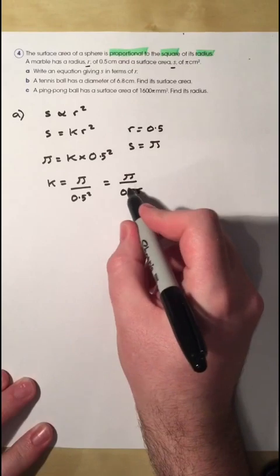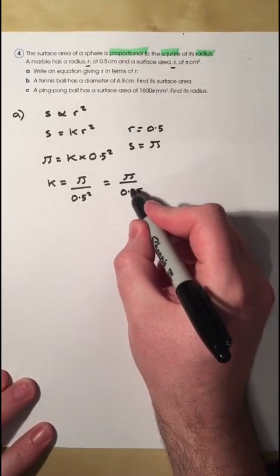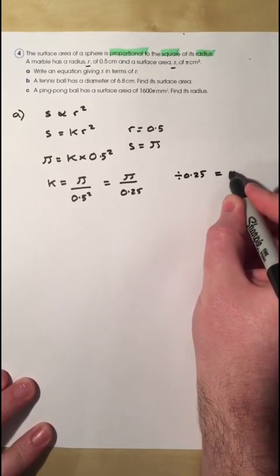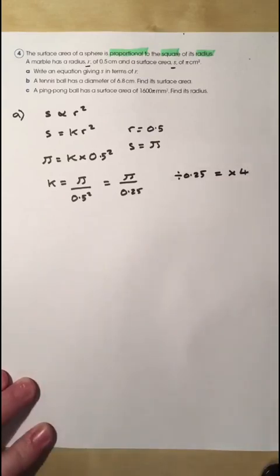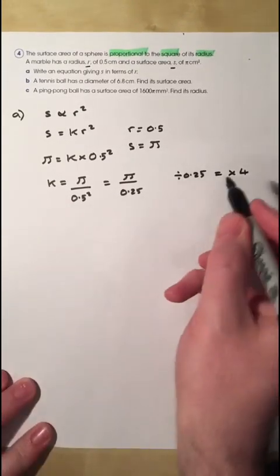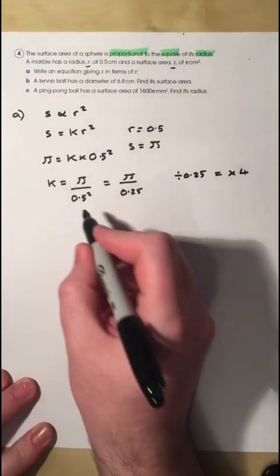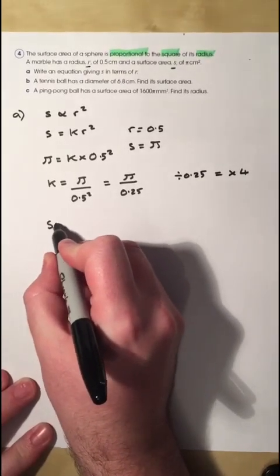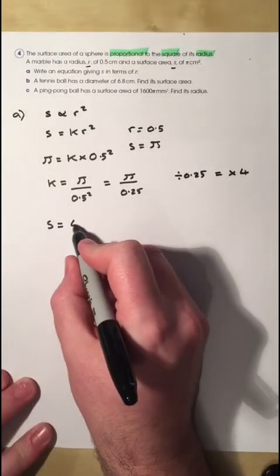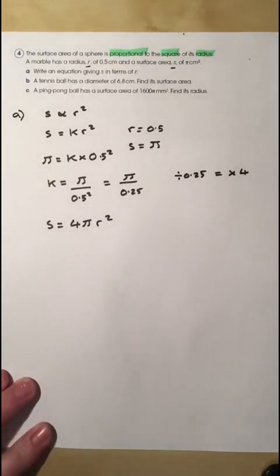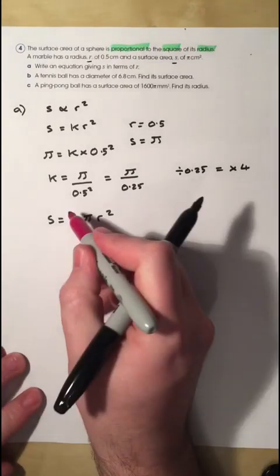At this point, K looks a bit confusing until you remember that dividing by 0.25 is equal to times 4. If you think of it this way, how many 0.25s are there in 1? There's 4 of them. So dividing by 0.25 is the same as multiplying by 4, because each whole has 4 0.25s in it. So we write the equation: S equals 4 pi times R squared. Now this is the equation we're going to use for the rest of the question.